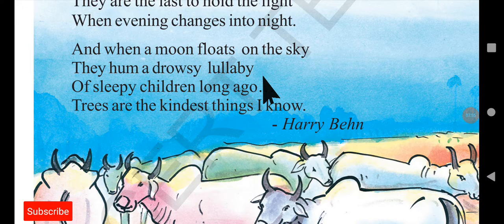Lullaby, right? A lullaby is a type of song which is usually sung to small children, like zero to one year. Parents or mothers sing these lullabies to make them sleep. During that time, these trees give a smooth, floating breeze, which makes the people sleep. Of sleepy children long ago. Long ago in the sense not now.